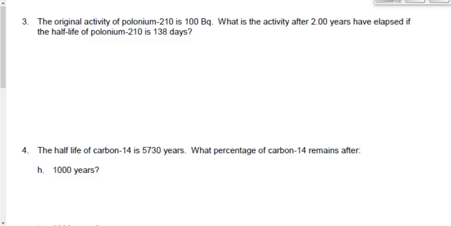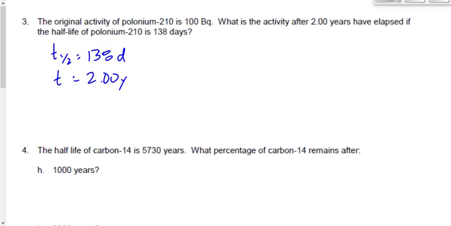So the original activity of polonium-210 is 100 becquerel, 100 decays per second. What's the activity after 2 years if the half-life of polonium-210 is 138 days? We're going to say T1/2 is 138. We're going to say 2 years have gone by. The time is 2.0 years.